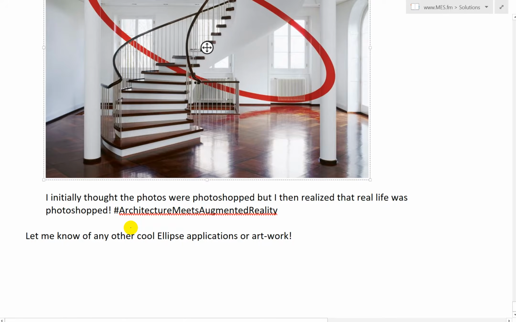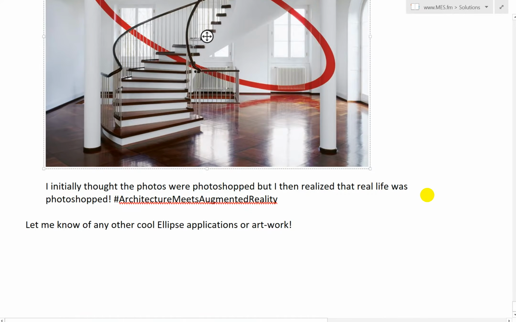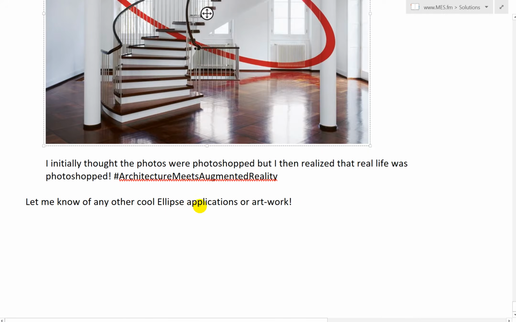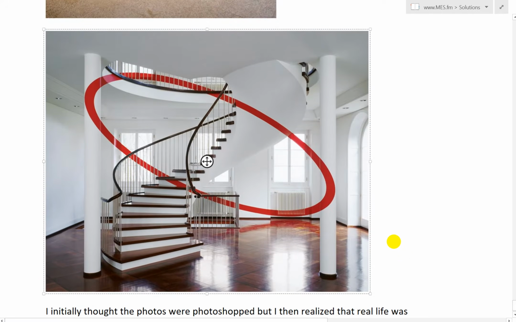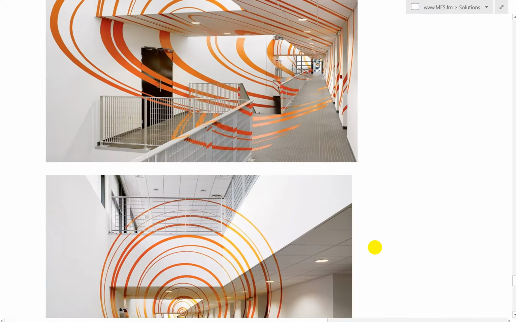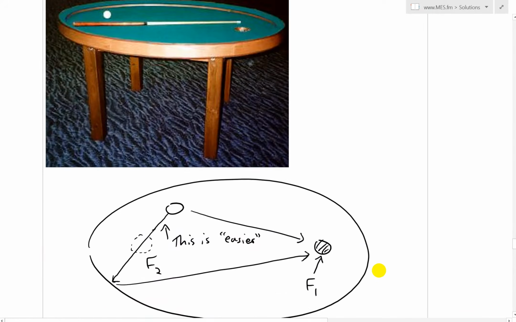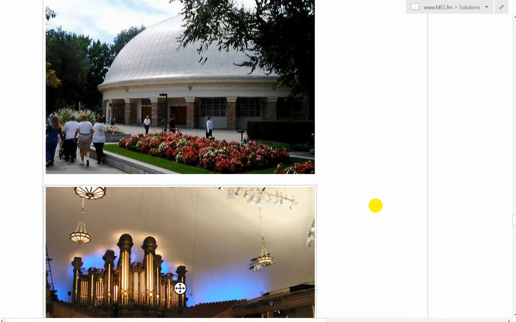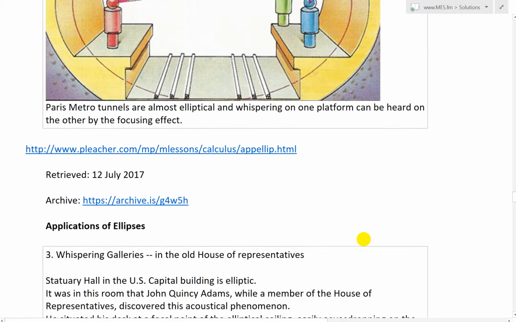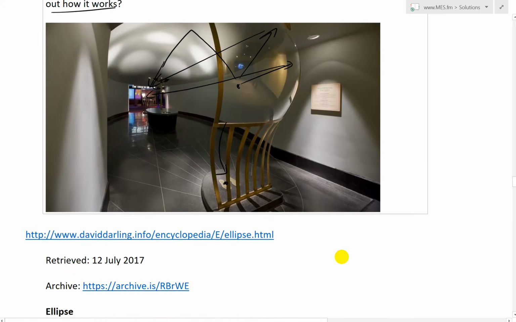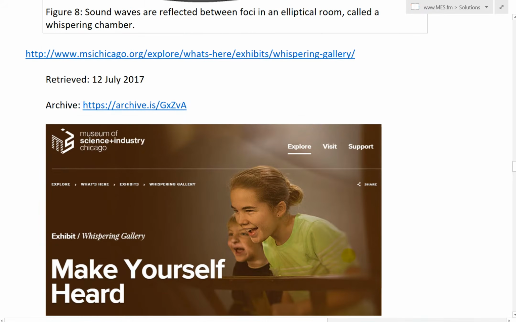Hashtag architecture meets augmented reality. So let me know of any other cool ellipse applications or artwork. There's some pretty cool stuff. Anyways, that's all for today. This was just a random sidetrack from my usual solutions videos, just wanted to go over some applications of ellipses, some pretty cool stuff.